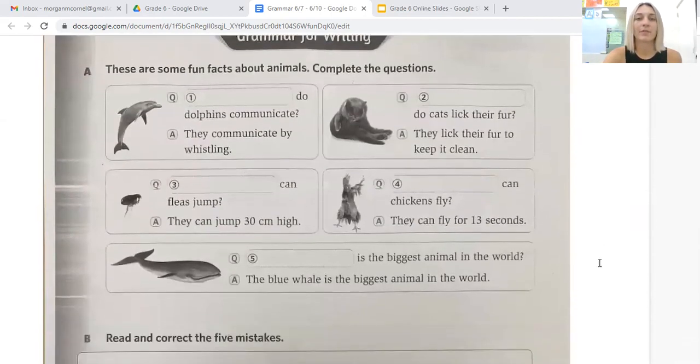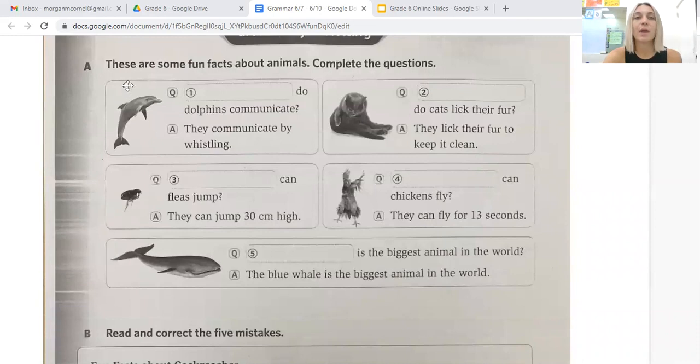And last one, grammar for writing. Oh, this is a little different than usual, but you have some questions and answers. Fun facts about animals. So you need to figure out what the question is asking based on the answer.